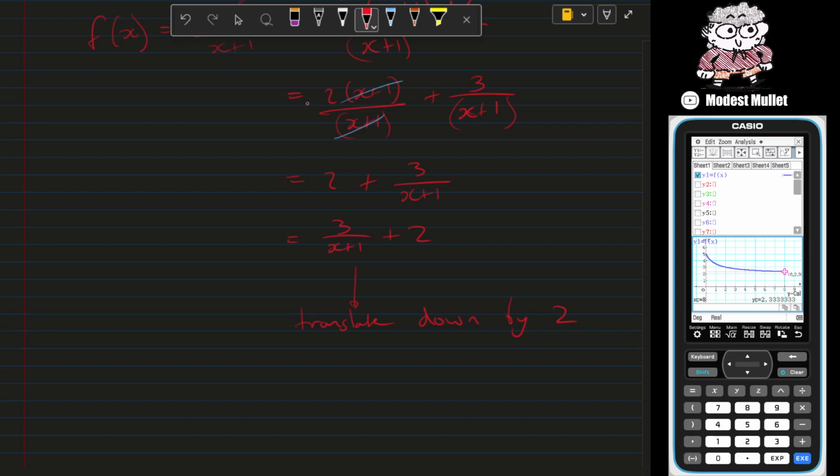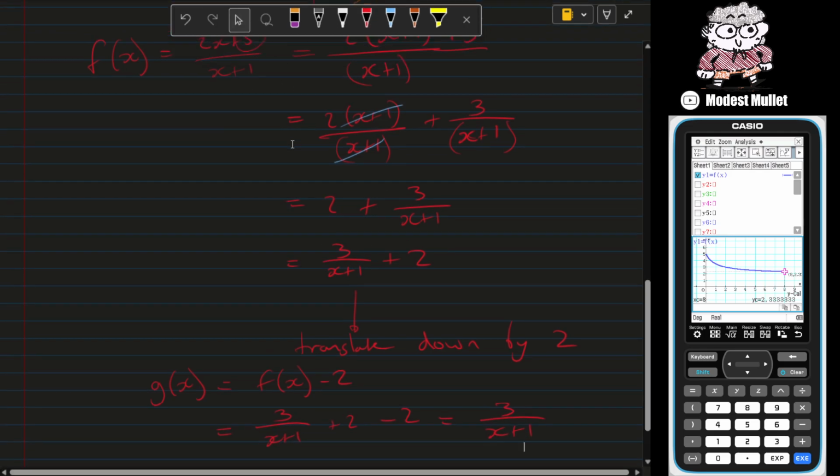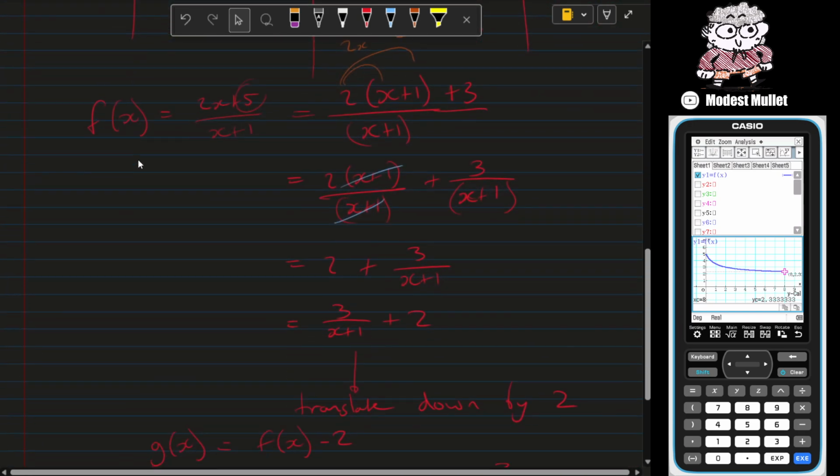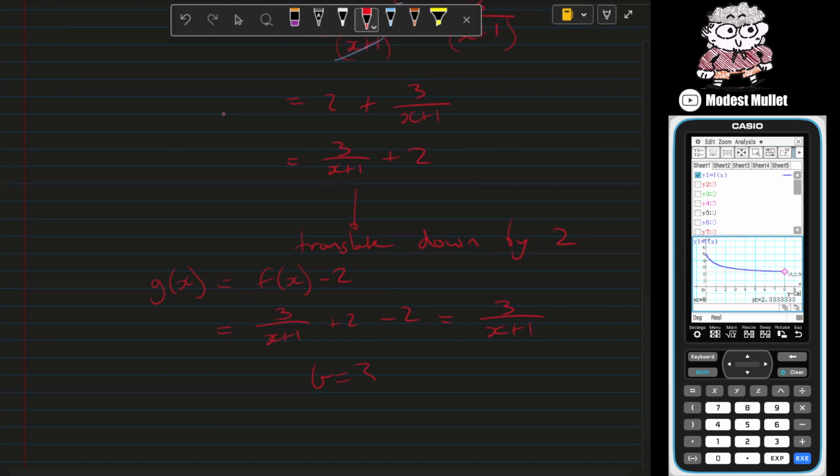Okay, so to do that, we want g of x to equal f of x take away 2, which is going to be 3 on x plus 1 plus 2, take away 2, which is going to be 3 on x plus 1. Now, it doesn't quite look like it, but it does meet our requirements of the b on x plus 1 plus a. In this case, though, b is equal to 3, and a is actually equal to 0. We could write it as plus 0, and that's fine. And that, taking our graph, is down.